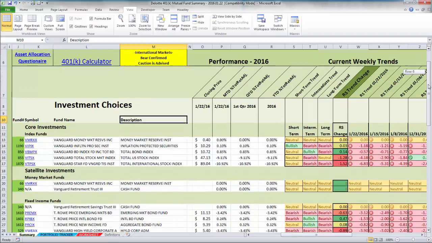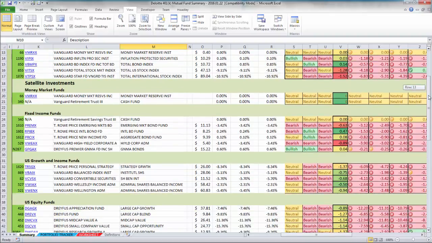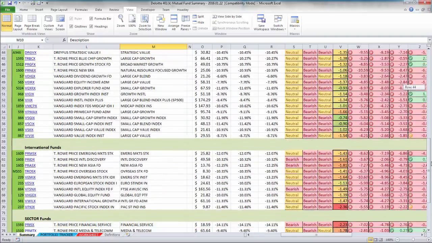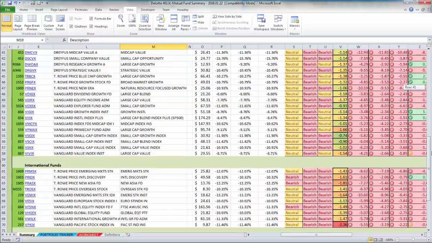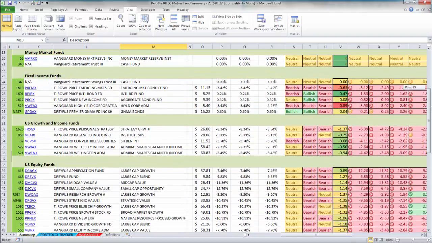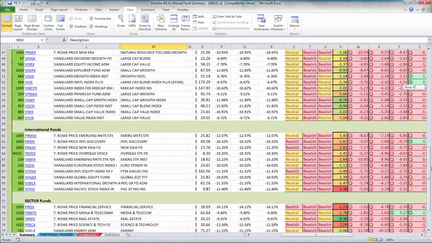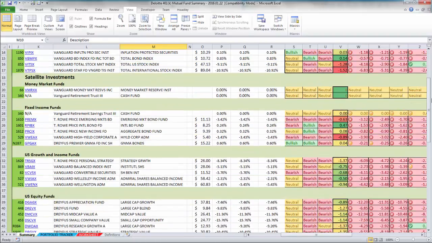As you scroll down, we'll start out with the core investments or the index funds, and we'll proceed to go into the satellite funds, which start out with the money market, fixed income, the U.S. growth and income, U.S. equity funds, and then the international funds and sector funds round out the bottom of the sheet. At the top of the sheet, we're generally a little more conservative on the investments, and as we scroll down and go into the international and sector funds, those tend to be more aggressive picks. They're going to move up or down a lot more with the direction of the market.